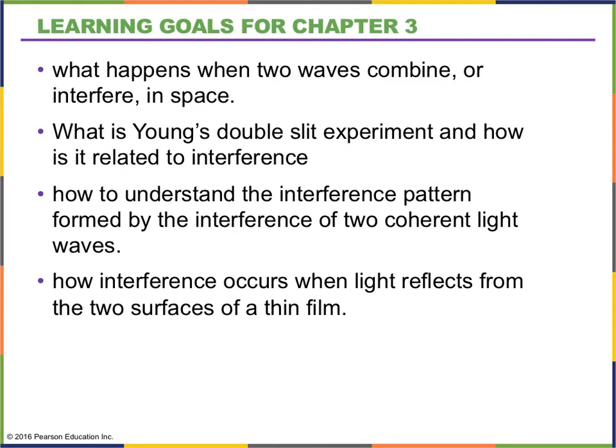So the first thing that we need to do to understand some of the phenomena that we're going to study in this chapter is we want to understand what happens when two waves come to the same location in space and how do they interfere and what rules apply. This will help us then understand a really cool experiment called the Young's double slit experiment, which basically showed that light would act like a wave. We're also going to understand how that produced an interference pattern on the screen.